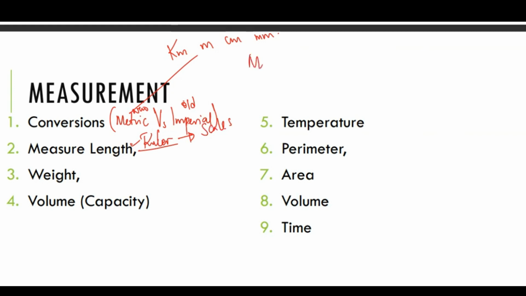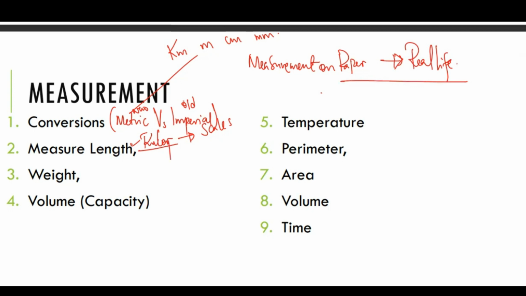From measurement on paper, then you want it to become measurement in real life. You remember that. So you have to measure. If you're using a bus scale, you measure the bus scale. You need to measure the distance between the two towns. If you have a line scale, you use a line scale.